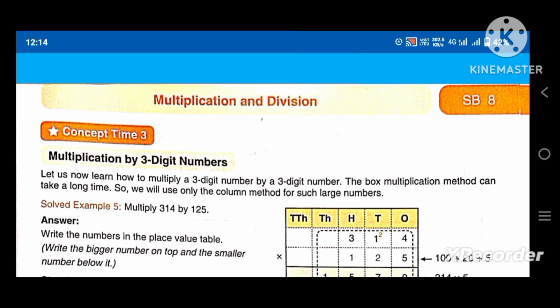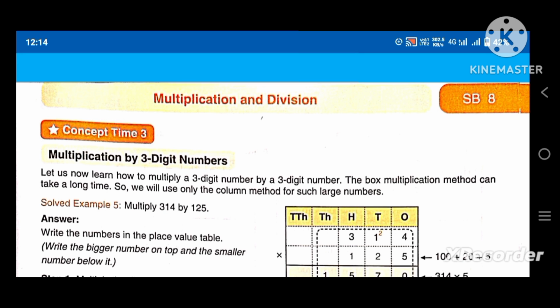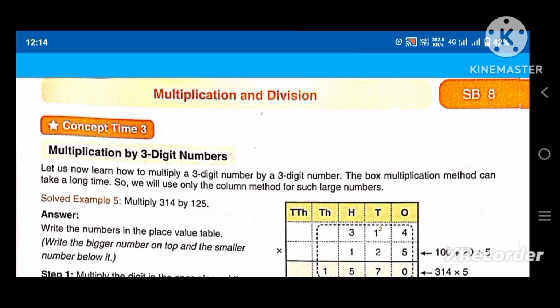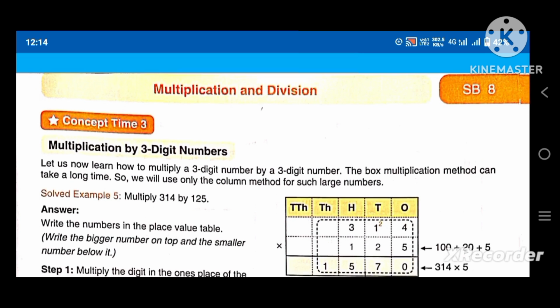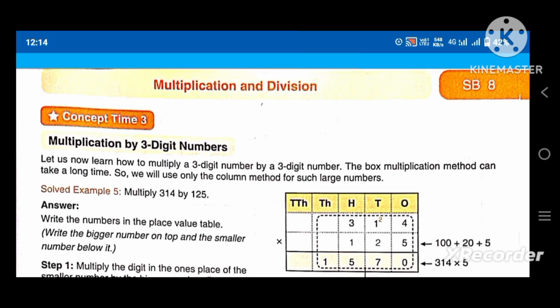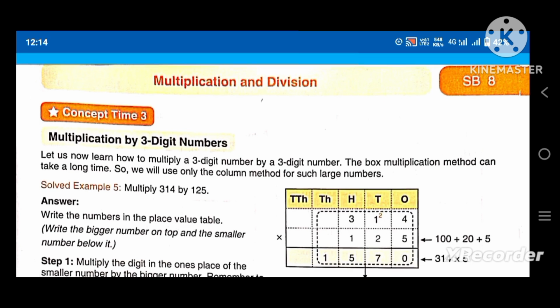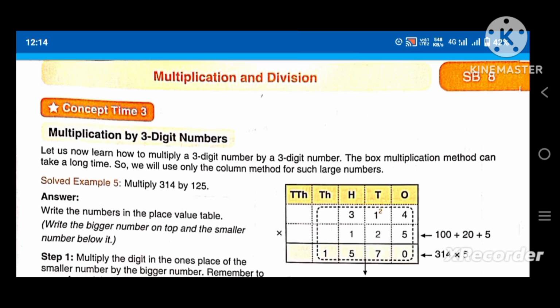Lead app book Multiplication and Division SB-8. Concept time 3. Multiplication by 3-digit numbers. Let us now learn how to multiply a 3-digit number by a 3-digit number. The box multiplication method can take a long time, so we will use only the column method for such large numbers.